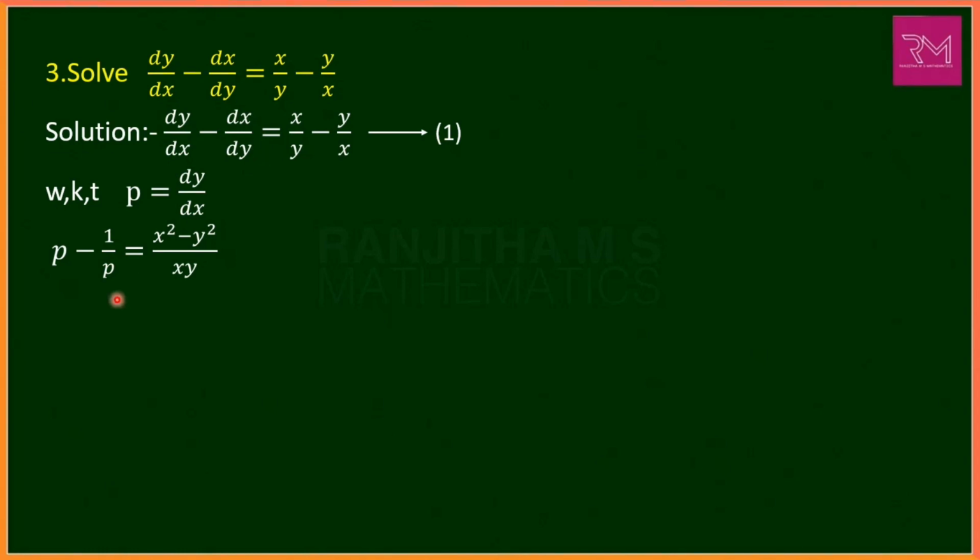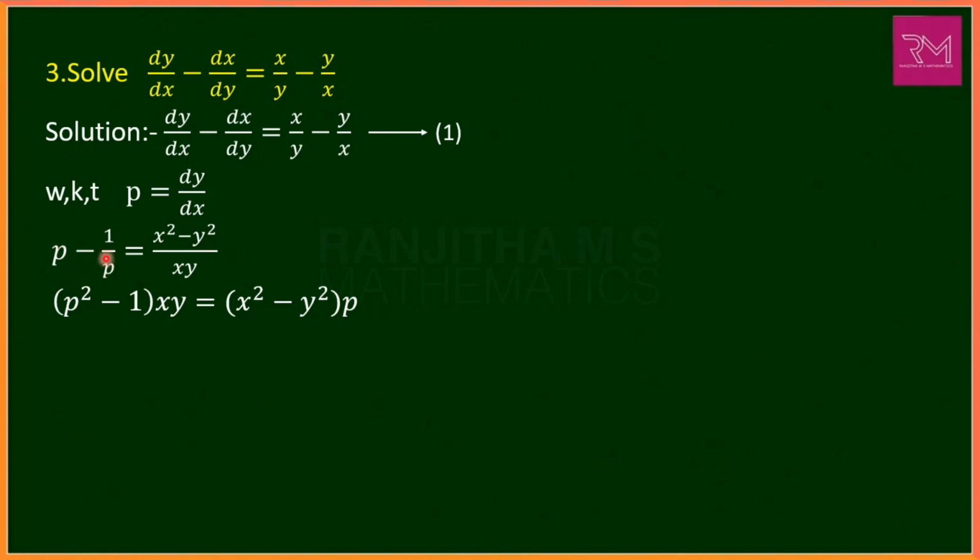So substitute dx by dy as 1 by p, equal to, cross multiplying, x into x is x square minus y into y is y square, divided by the denominator x into y. Next step, cross multiplying these values, we get p square minus 1 divided by p. If we take p to the right hand side and y to the left hand side, we get p square minus 1 into y equal to x square minus y square into p.